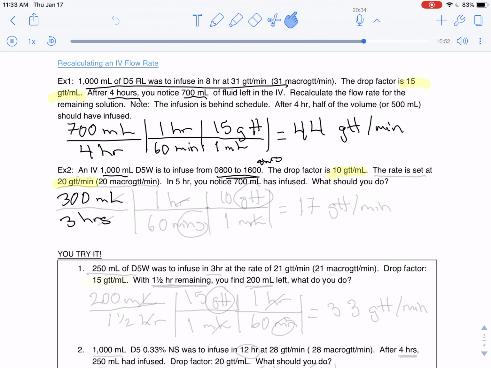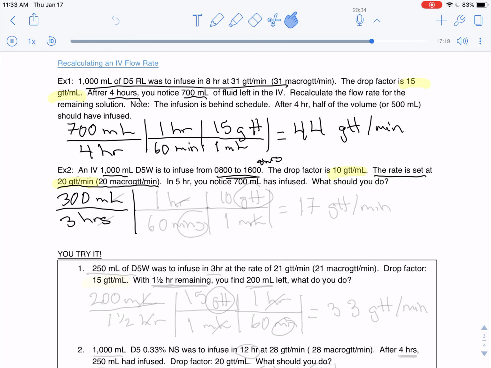This is an exceedingly fast rate. So what we should do now is reduce the rate. By that, we're going to calculate what our new reduced rate will be. So this becomes our ratio, and we're going to convert this into drops per minute. That is our new rate. We can ignore this old rate because that was our previous one. We're recalculating our new rate.